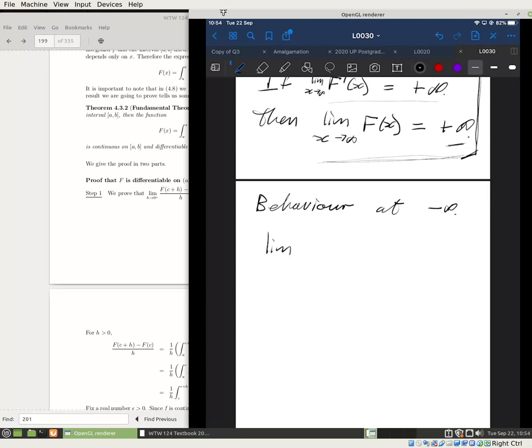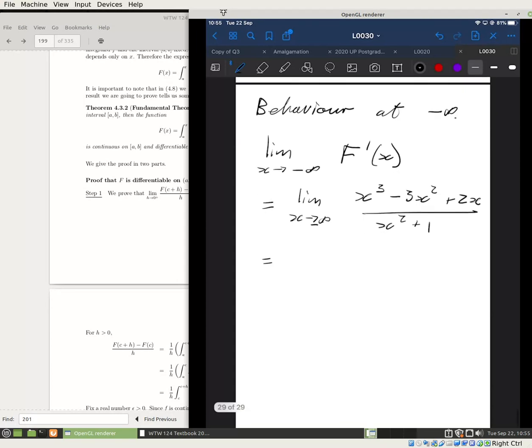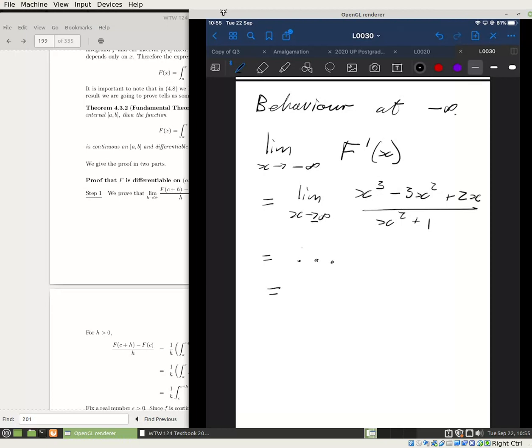So again, let's think about the limit, but now as x goes to minus infinity of the derivative of big F. So that is the limit as x goes to minus infinity of, what is it, x cubed minus 3x squared plus 2x over x squared plus 1. And if you squint a little bit, you will see that this goes to minus infinity.